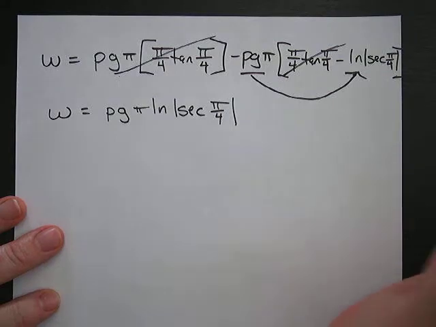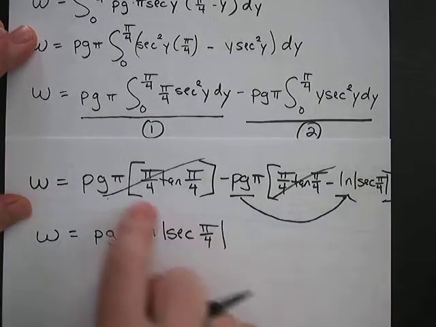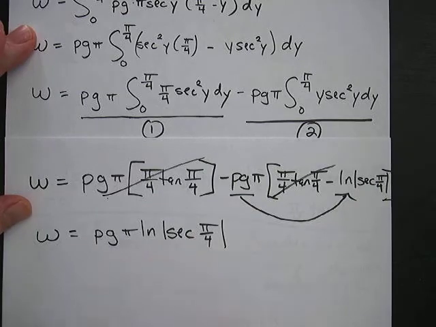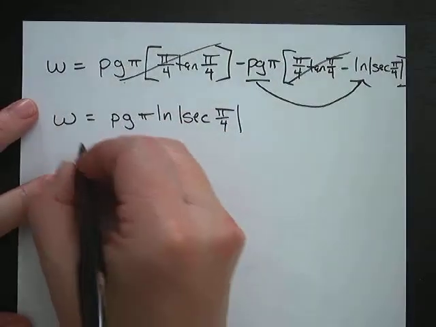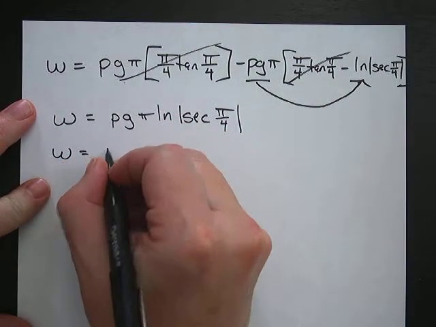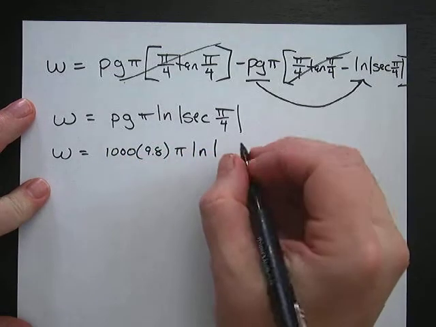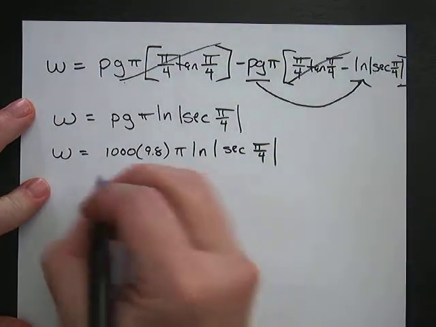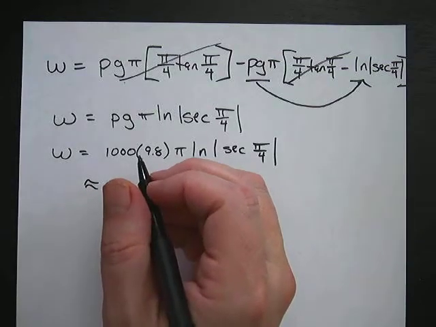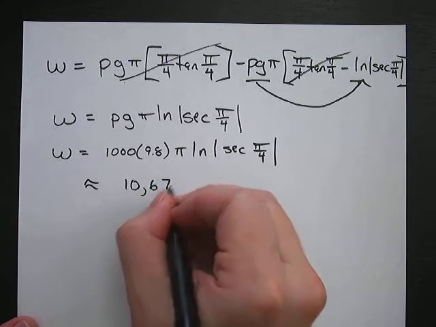Okay, now remember that, and let me go back and show you what we did there. This was the big integral that we did, and we plugged in our answers here, and we got this as an answer. Also remember that we were given that rho is equal to 1,000 and g is equal to 9.8, so W equals 1,000 times 9.8 times pi times ln absolute value of secant of pi over 4. Okay, and if you plug that into a calculator and approximate that answer, you will get 10,670.2.